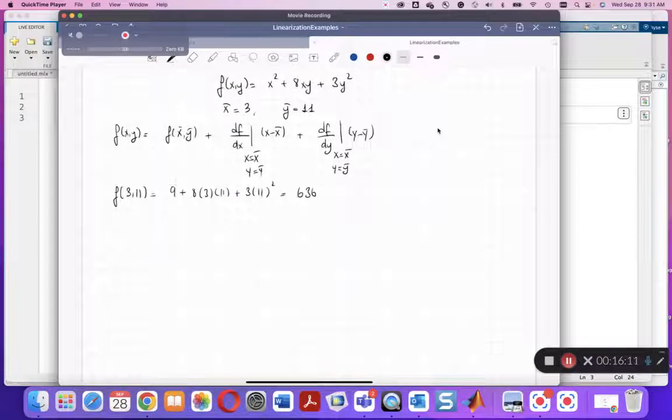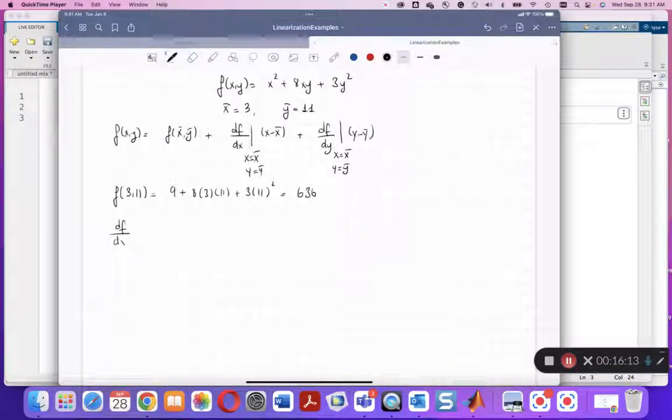Let's continue. Now the function's derivative with respect to x when x is equal to 3 and y is equal to 11. Remember what we said? If you're trying to differentiate with respect to x, anything next to x, like the 8 here along with y, will be considered as coefficients. So take the derivative of x squared with respect to x, this gives you 2x. Taking the derivative of 8xy with respect to x should be equal to 8y.